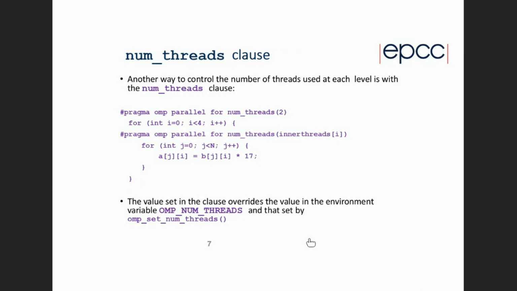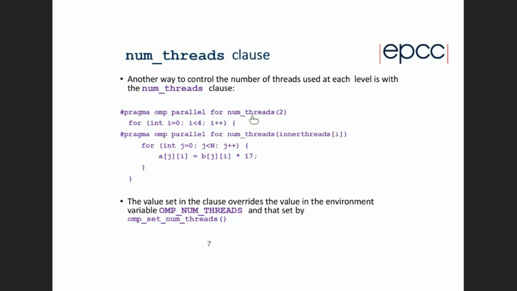Alternatively, you can use the num_threads clause. This is a clause that appears on the parallel construct and also can be used to set the number of threads. And that in turn overrides anything that was set in the environment variable or by previous calls to omp_set_num_threads. Whether you use omp_set_num_threads or the num_threads clause is something of a matter of taste, and might depend on the context.